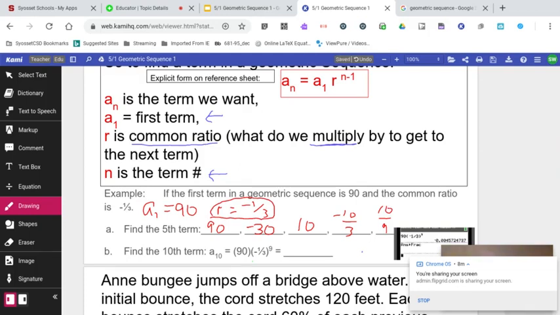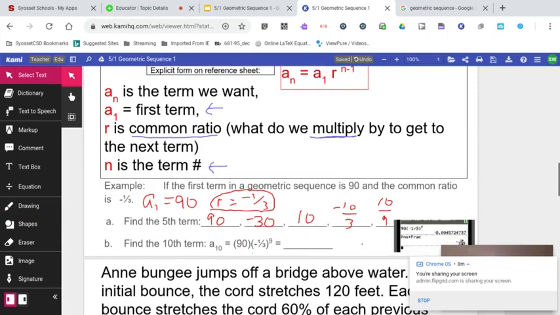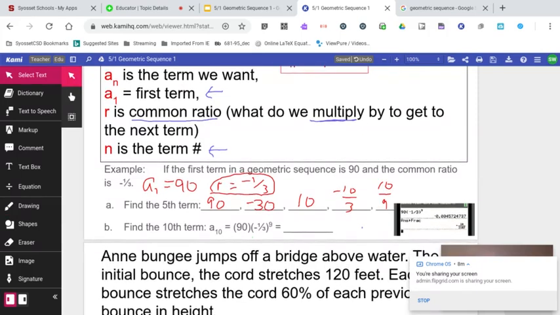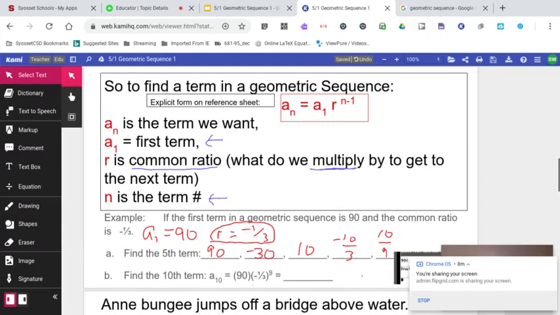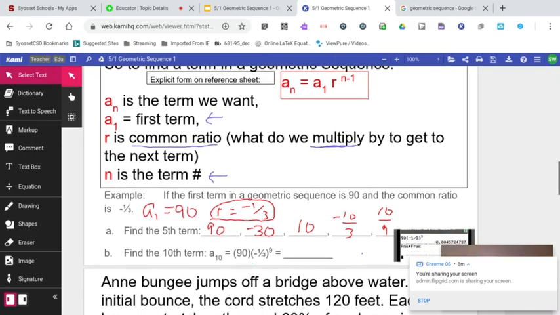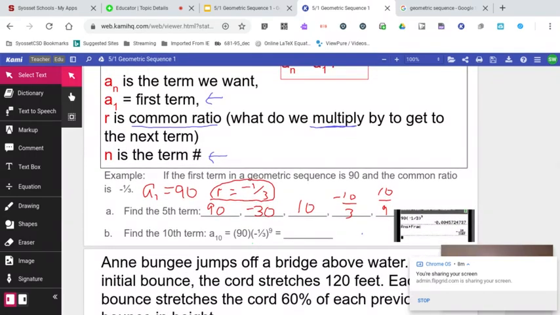Okay? But now if I wanted to get to the 10th term, instead of counting each time, I might want to use the formula that was given to us on our reference sheet. A sub n equals a sub 1 times r to the n minus 1 power. And you can do this all on your calculator. I've written it out for you.